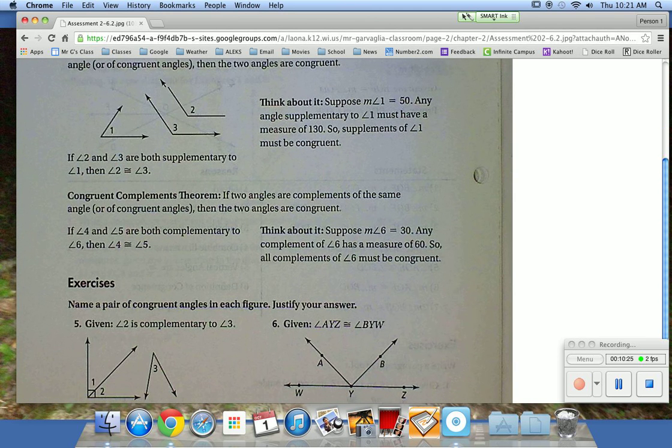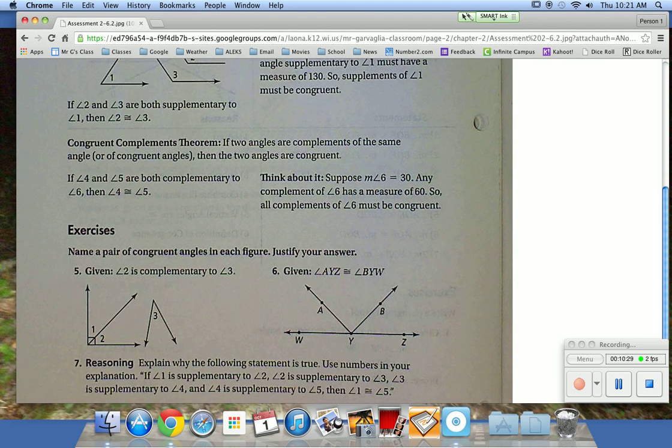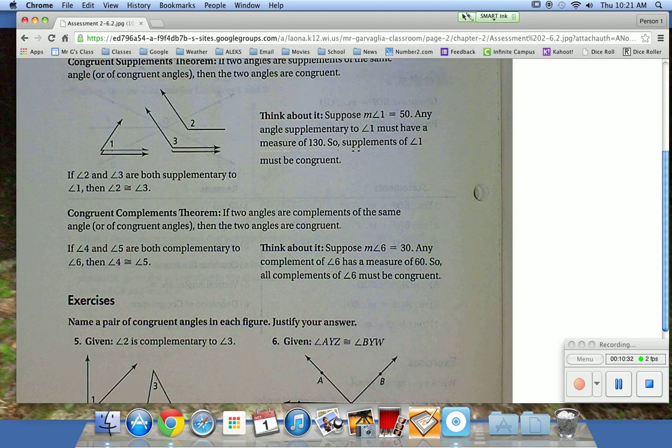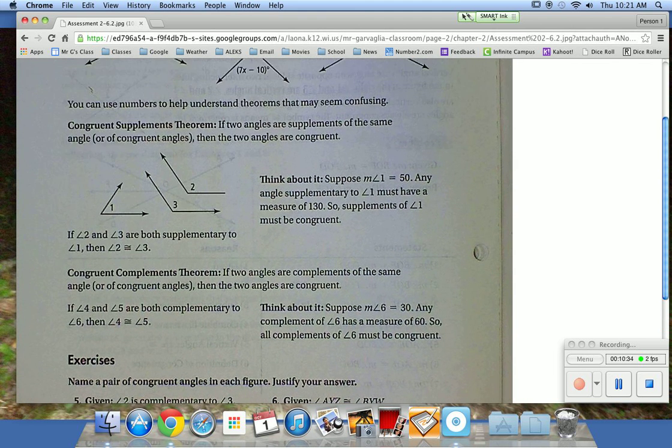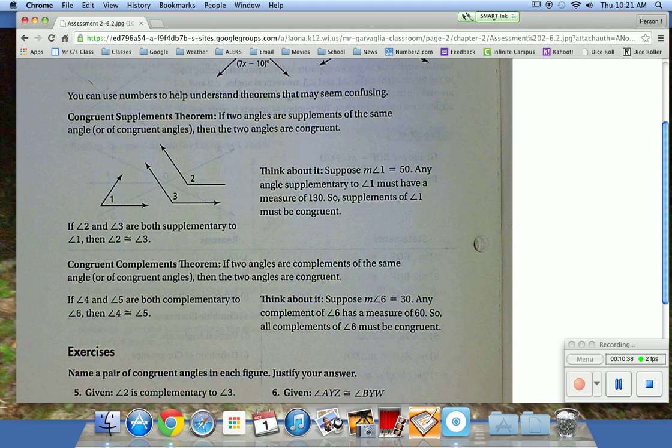All right, let's see, what do we want to do? Congruent supplements. If two angles are supplements of the same angle or congruent angles, then the two angles are congruent.